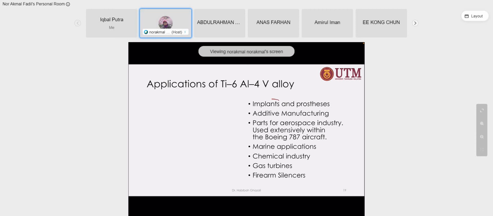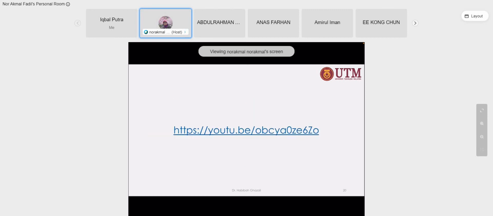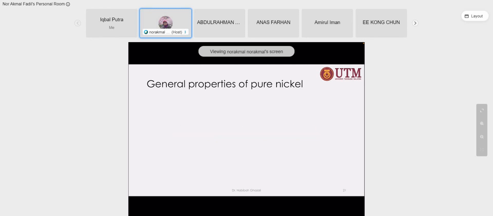Okay, when we talk about implants, the good thing about titanium is some of its mechanical properties, unlike stainless steel or other alloys, are almost similar to the bone structure. Of course, magnesium and other materials also can, but we talk about permanent. For long-term implant materials, titanium alloy is the best, in terms of mechanical properties close to the bone. Okay, there are links here. You can search for more information about titanium alloy.